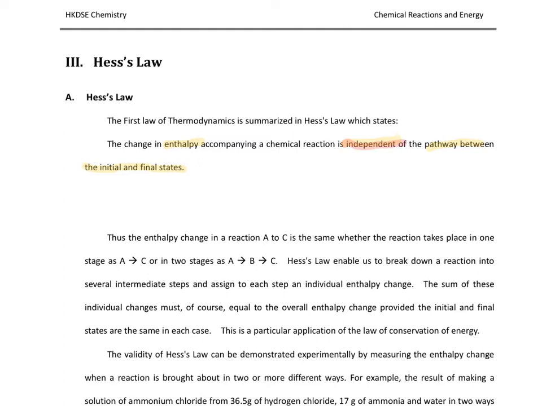and final states. For example, if we convert A to B and B can convert into C, there are two steps in this synthetic pathway, and they have their own enthalpy change in each step. However, A can also convert into C directly, and it has its own enthalpy change.